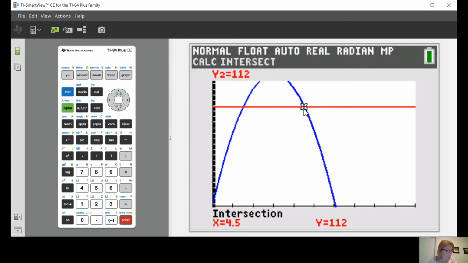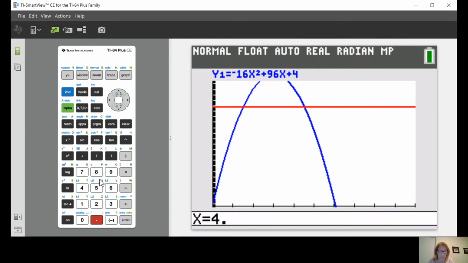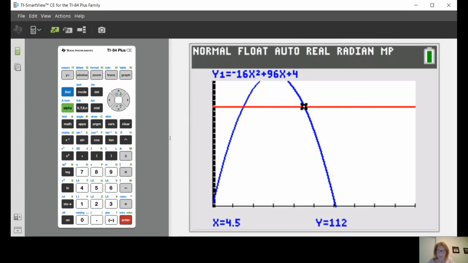So let me write that down because we're going to find the other point too. So x equals 4.5 is one of them. Let's check it and make sure. I'm going to hit trace and type in 4.5 just to make sure that it's exactly 112 and not just real close. See if it's exact. It is telling me that there's no decimals, anything.